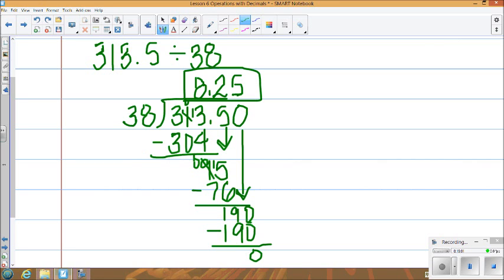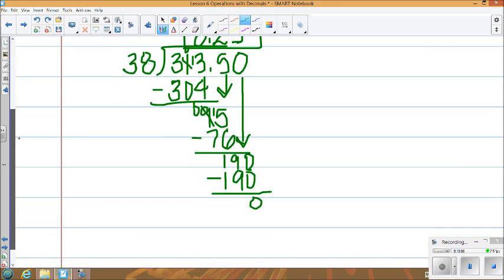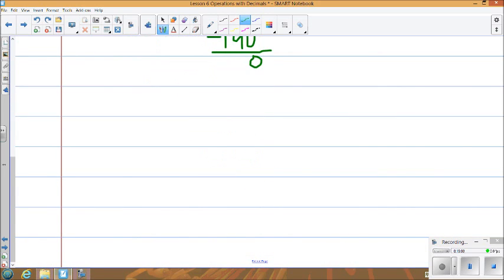Let me show you one last example where your decimal doesn't come out, like by adding an additional 0. So I just want to show you what happens in that situation. So this is our last one. So we're going to have 17 divided by 0.03.